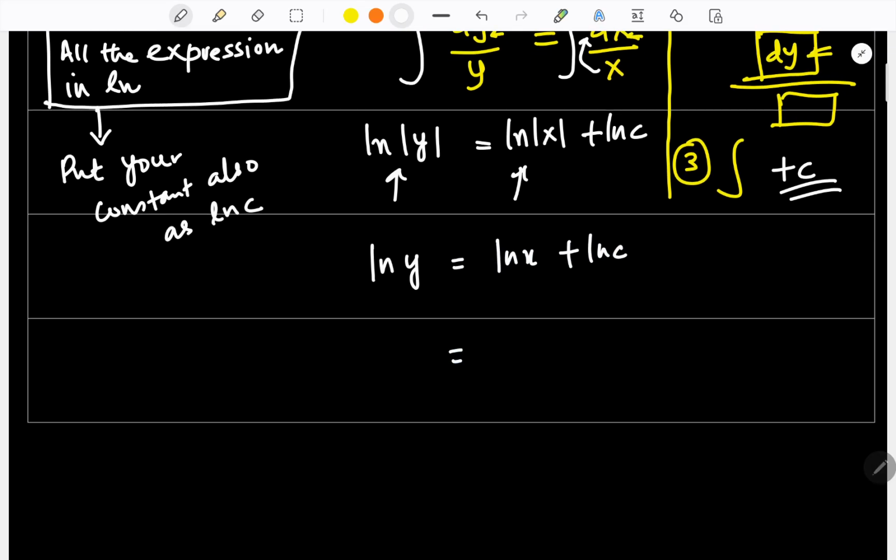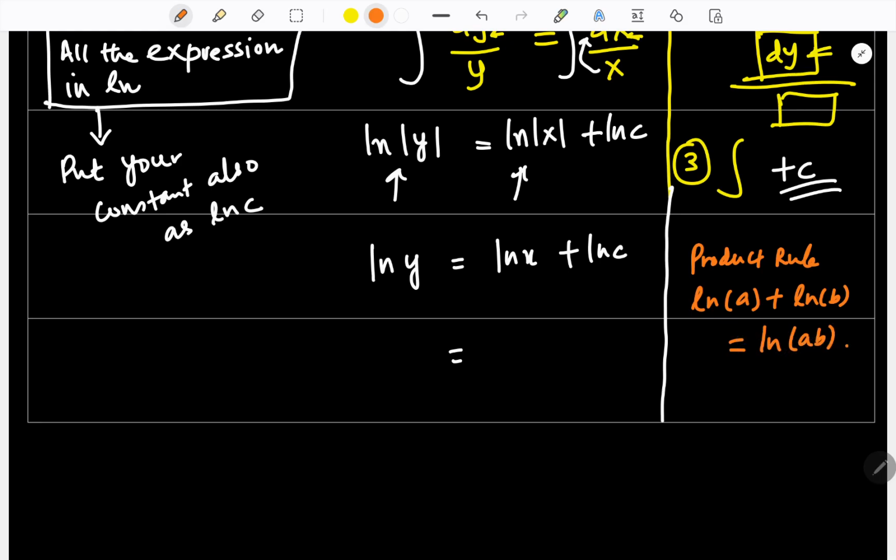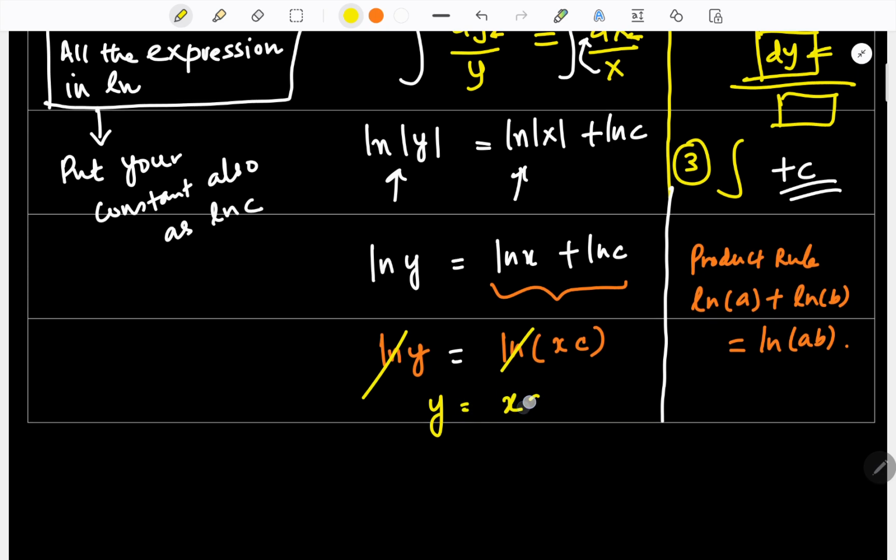Now I'm going to use a logarithmic rule, which is the product rule. What is the product rule? ln a plus ln b you can write as ln ab. You studied this in grade 12. So this I'm going to write as ln of x multiplied by c, which is equal to ln y. Now if ln is on both sides, I can cancel ln. This also you studied in prep year. So y is equal to cx, or xc, whatever it is. This is the solution of the differential equation.